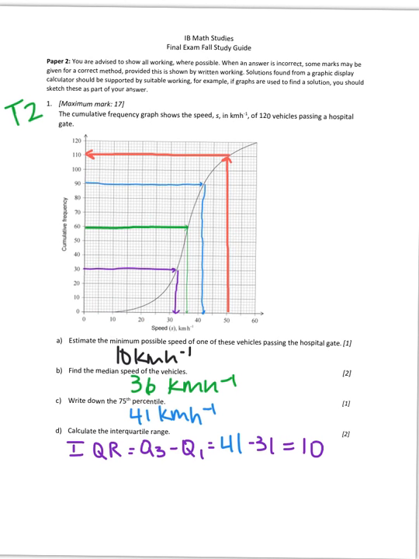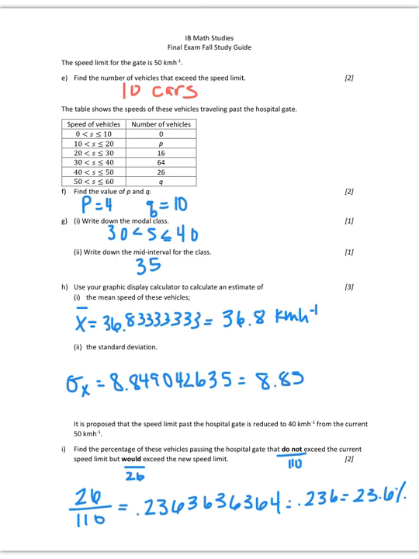Part E asks the number of cars that are going to exceed the speed limit if the speed limit is 50 kilometers per hour. So in this time I started at the kilometers per hour 50 and went up and then went across and found that 110 cars are less than 50 kilometers per hour, which means 10 cars are speeding. They're going over 50 kilometers per hour. So that's how on part E I got 10 cars.